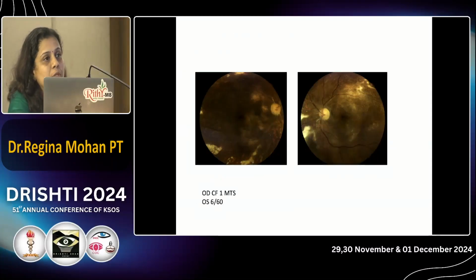So this is after 1 month of valganciclovir, patient who came with hand movements got stabilized with the CF 1 meter and 6/60.